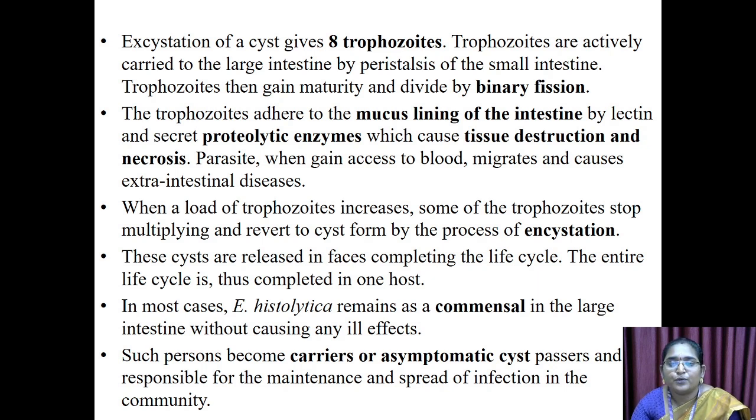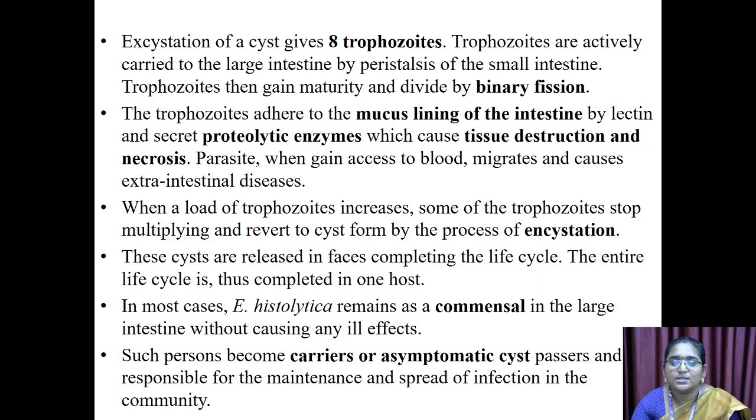When the load of trophozoites increases, some of the trophozoites stop multiplying and revert to cyst form by the process of encystation. These cysts are released in feces, completing the life cycle. The entire life cycle is thus completed in one host.